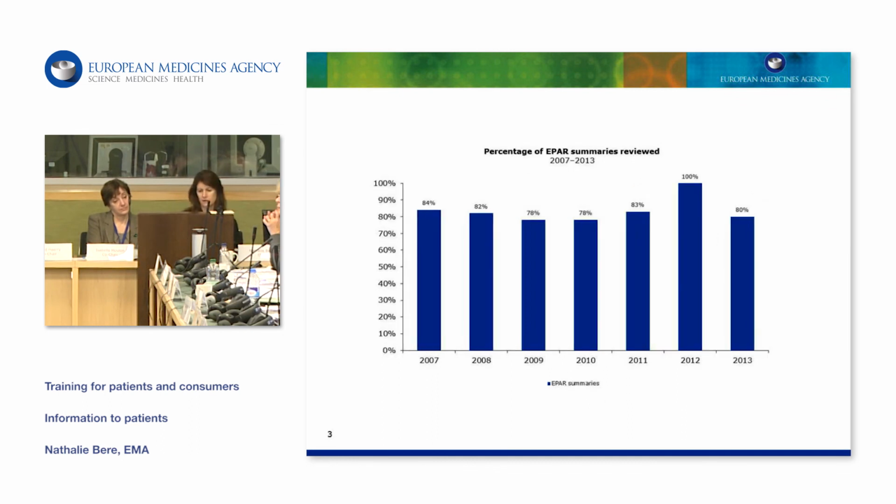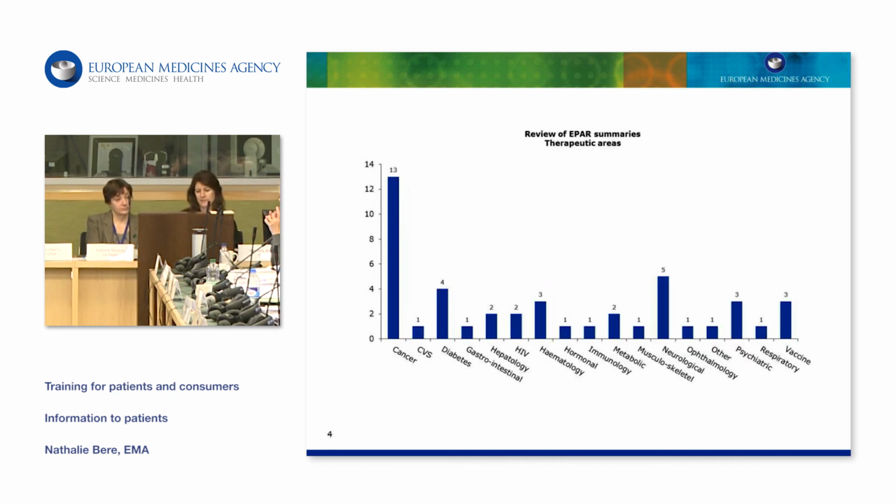And then in the next slide, this is showing the rate of response. So obviously last year was exceptional with 100%, but still 80% is very good response rate. And the next slide is showing you again high number of cancer products, again diabetes, neurological, and hematological as well, but relatively equal over the others.